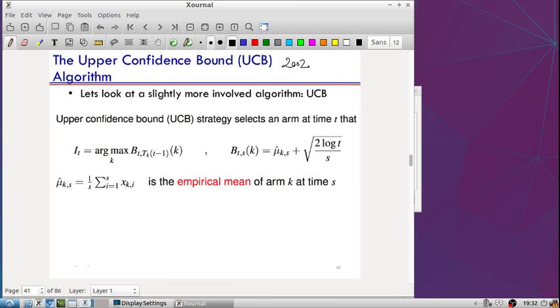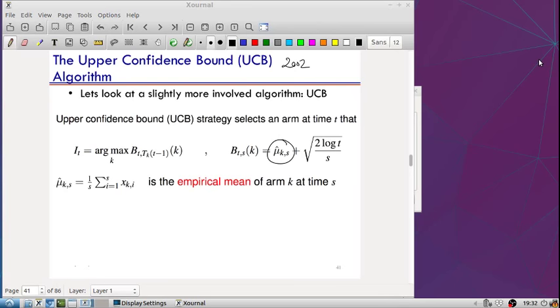So this is again a strategy. What it has to do is somehow remember what it has done over the past, whatever rewards have been collected over the past t minus one interactions with the users, and then take a clever action now. I need to pick it. And this strategy, similar to epsilon greedy, maintains these mu hat k comma s.